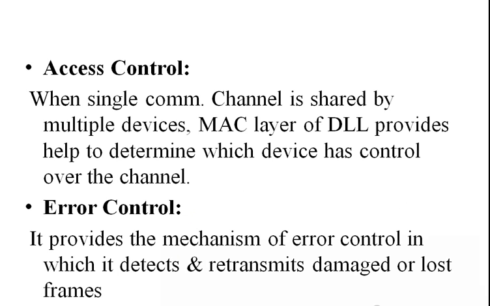Access control. When a single communication channel is shared by multiple devices, the MAC layer of the data link layer helps to determine which device has control over the channel. For example, when we do multiplexing, the MAC layer determines which device has control over the channel. Error control. It provides a mechanism of error control in which it detects and retransmits damaged or lost frames. For example, if some frame is lost or damaged, it resends that frame. This is the functionality of the data link layer.